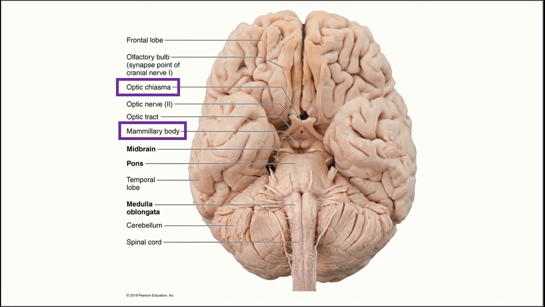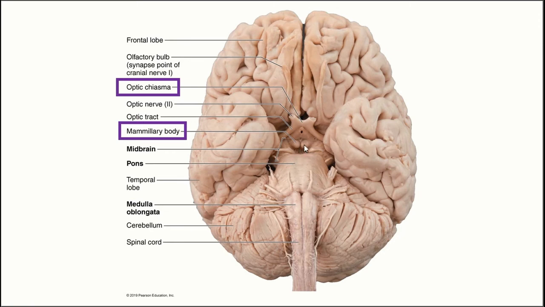But let's look at a couple of other anatomical structures that are associated with the hypothalamus. And these structures include the optic chiasma and the mammillary bodies. So the optic chiasma is an X-shaped structure that's at the base of the hypothalamus, and the optic chiasma functions as a relay pathway for sensory information coming from the eyes and going to the thalamus.